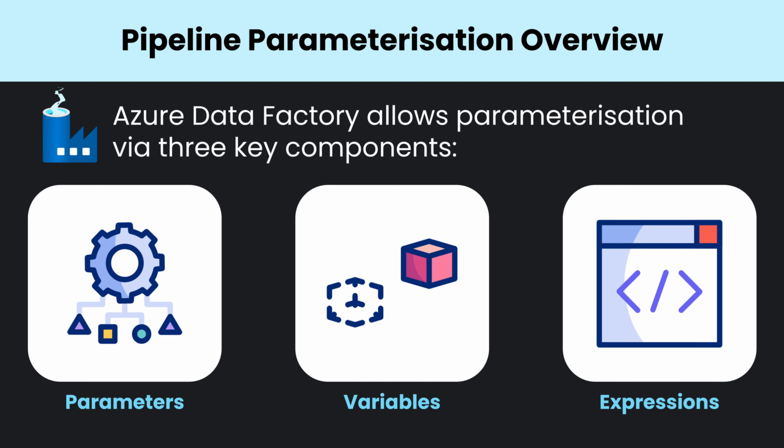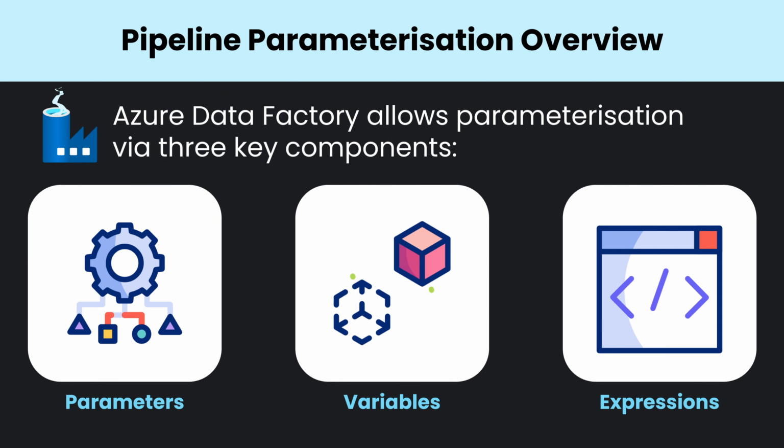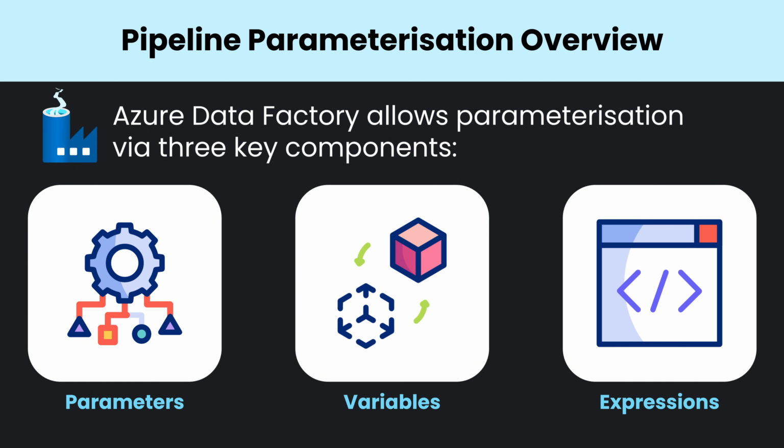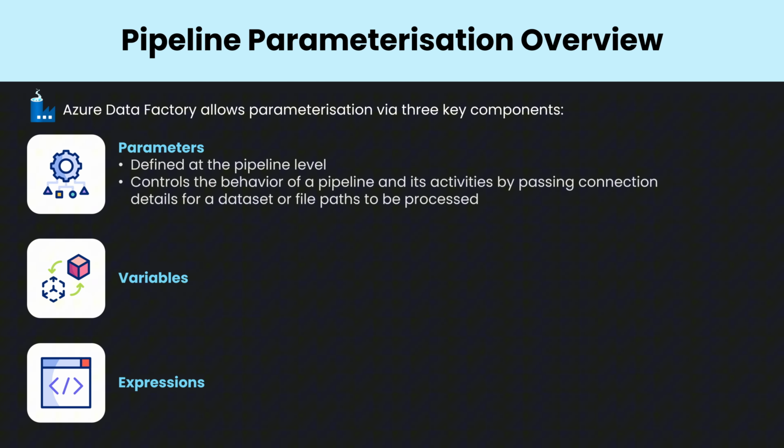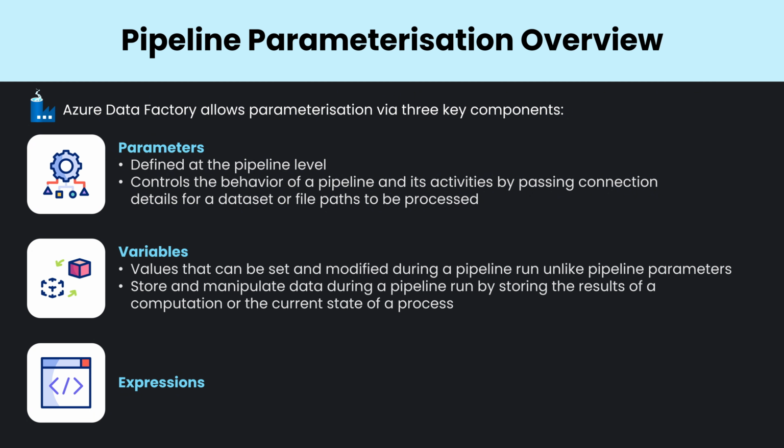Let's get started. The three components of parameterization are parameters, variables, and expressions. Parameters simply serve as an input for your pipelines, which are defined dynamically by you. These input parameters will then be used in the pipeline to control the behavior and activities as the information is passed on. As for variables, they are temporary values that you use within the pipeline and the execution of your workflow, so that you can store and use these temporary values.